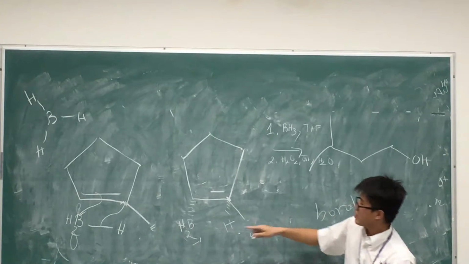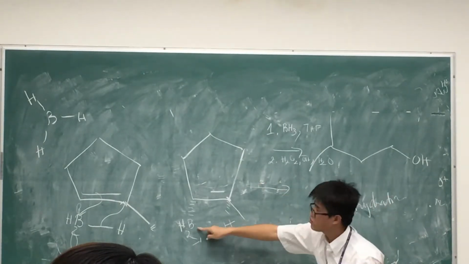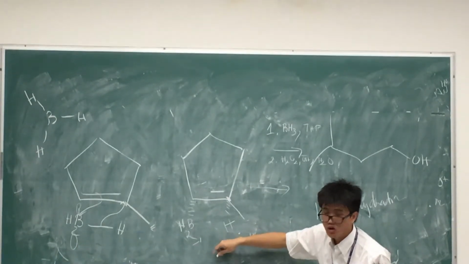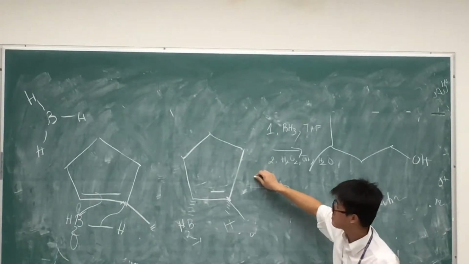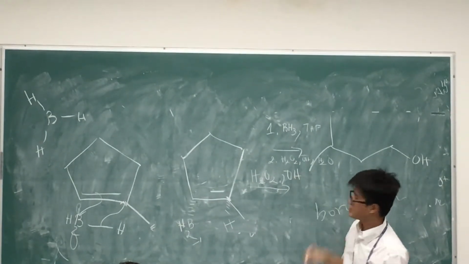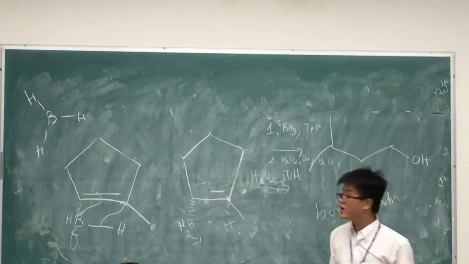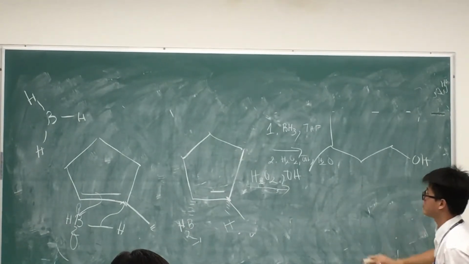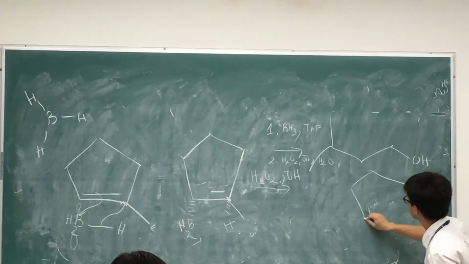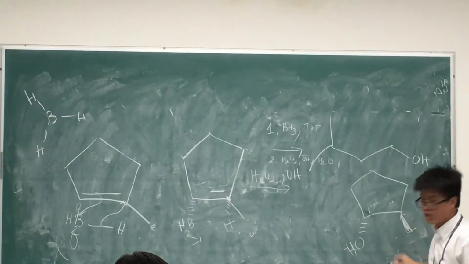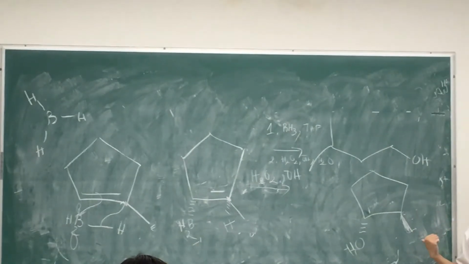Okay? And then the next step is you need to remove this BH2, right? And replace it with an OH group. And you don't need to know the mechanism for this one. Just add peroxide and base. Done. This group will replace the BH2. And you will have... okay. Be careful with the stereochemistry because of syn addition.